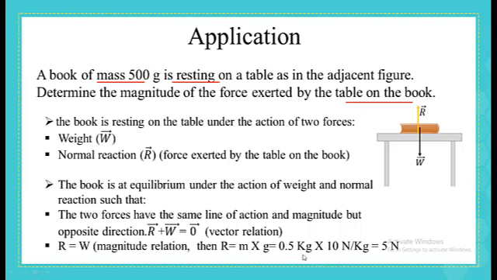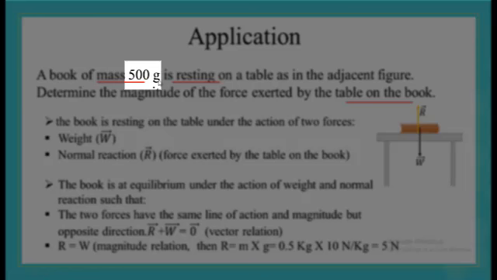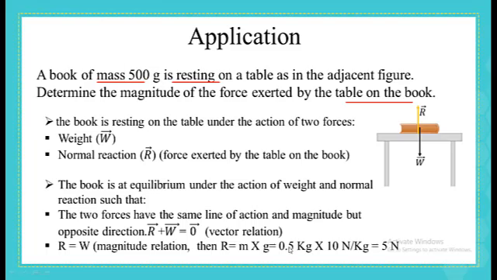Here you have to remember that the mass should be used in the SI unit. So because of that, the 500 grams is divided by 1000 to get 0.5 kilograms. Here is the gravity. We can cancel kilogram with kilogram in order to get the magnitude of the normal reaction, which is 5 Newton.